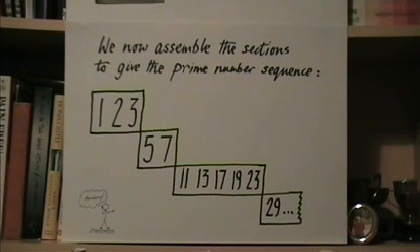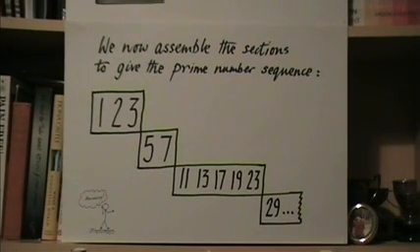The first section yields up 1, 2 and 3. The second section yields 5 and 7 as prime, and the third section yields up those 5 primes, 11, 13, 17, 19 and 23. Notice how the squares of the primes mark out the beginning and ends of each section.